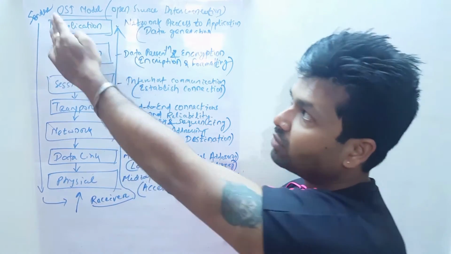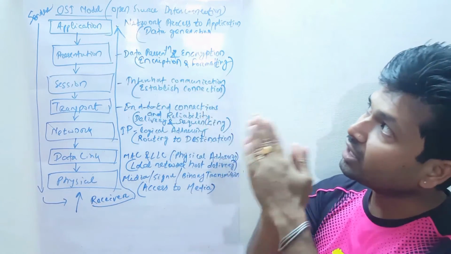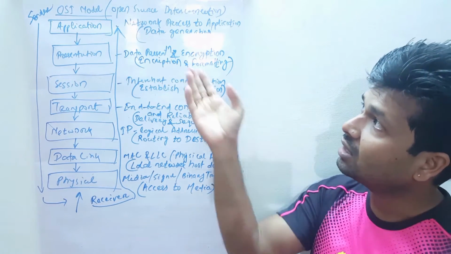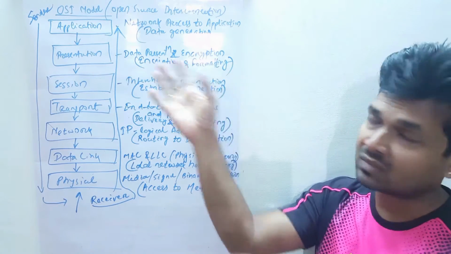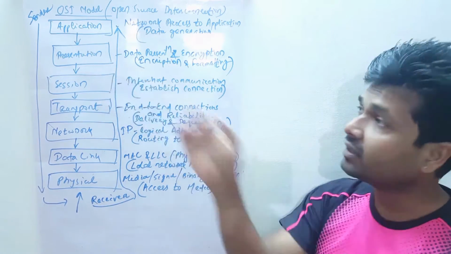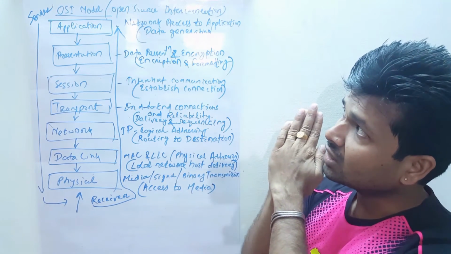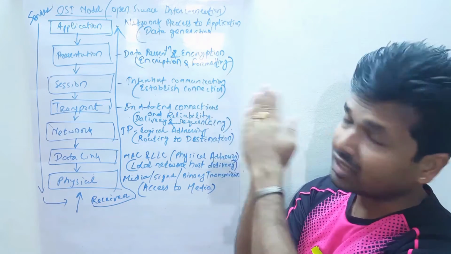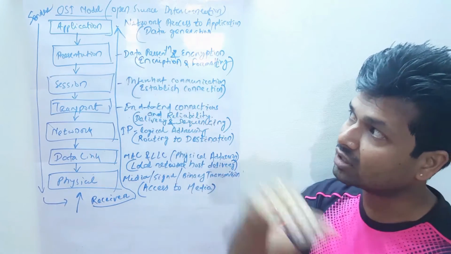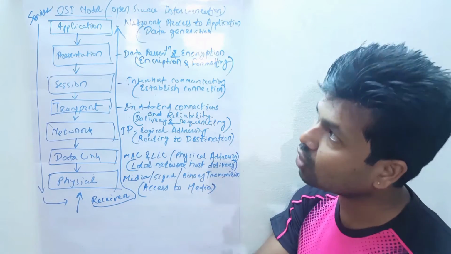Starting from the application layer, when the sender sends any information, the network process and the application get started, and the data generation starts from the application layer. Moving on to the presentation layer, the second layer from the top, the data presentation and the encryption happen, and basically the formatting of the data happens here.